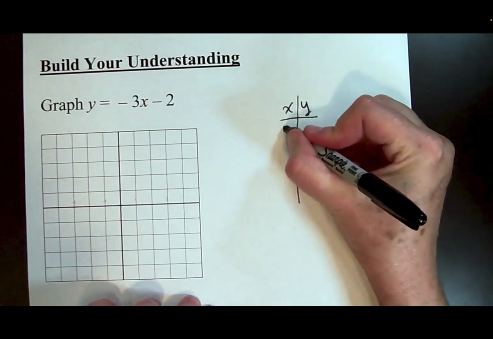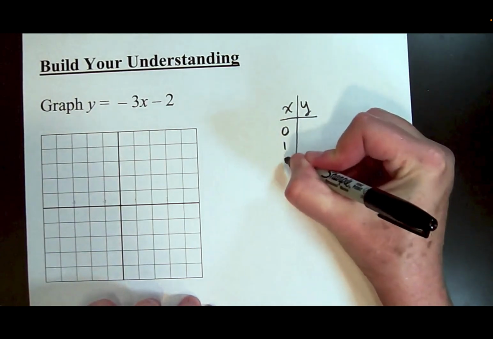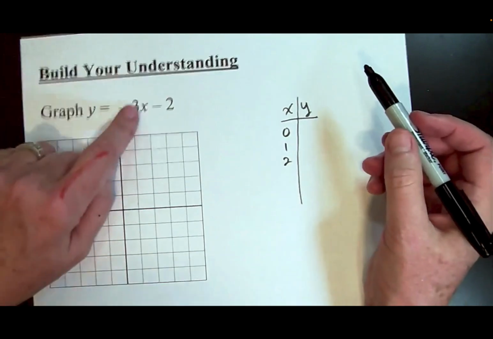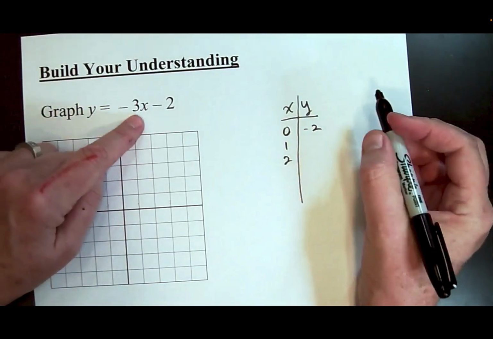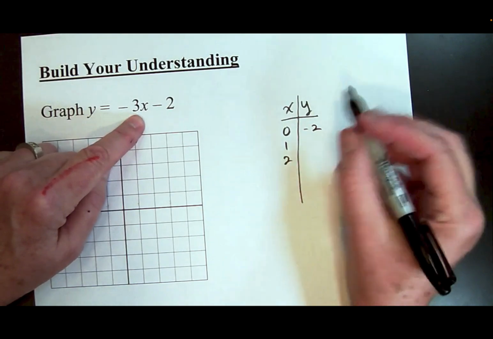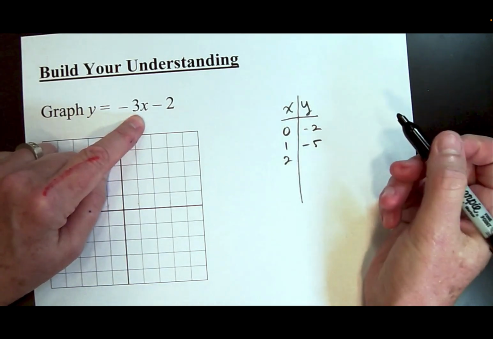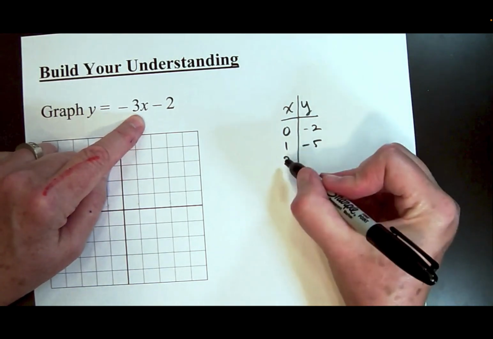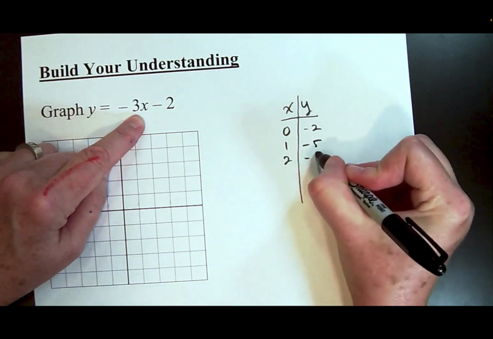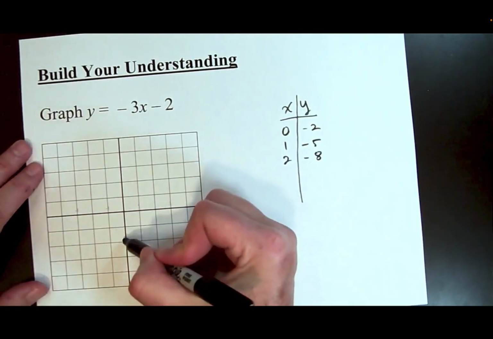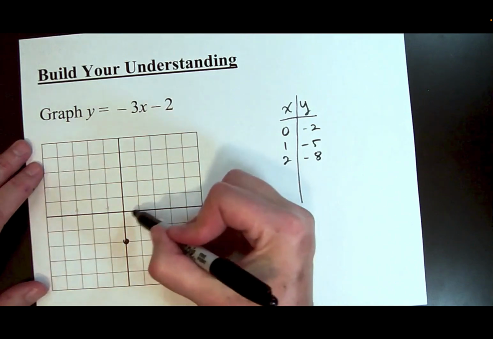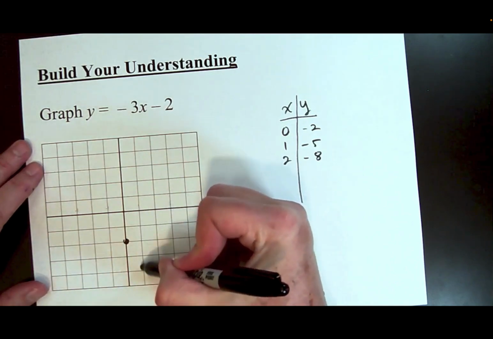So let's say I put in a 0 and a 1 and a 2. Let's see. If I put in a 0, I just get -2. If I put in a 1, I have -3 minus 2. That's -5. If I put in a 2, I have -6 minus 2. That's -8. So let's see, 0, -2 is there. 1, -5, 1, 2, 3, 4, 5.